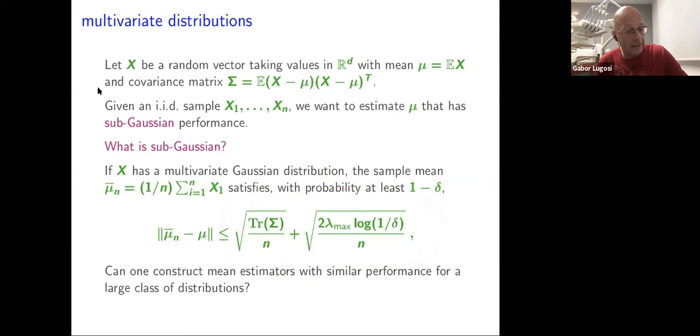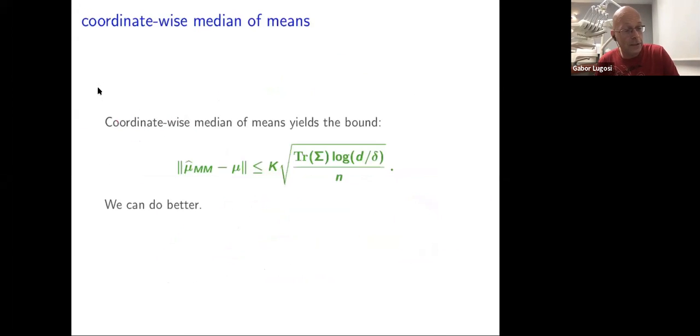Also, in this other bound, this trace term is multiplied by this log 1 over delta term, and that's not what we want. Okay? We would like the trace term to be separate, and then the log 1 over delta to be multiplied by the largest eigenvalue of the covariance matrix.